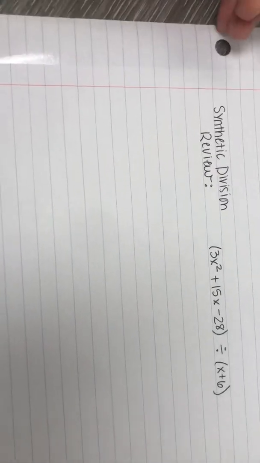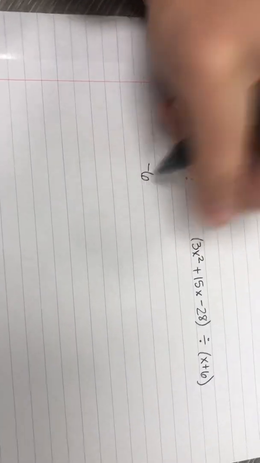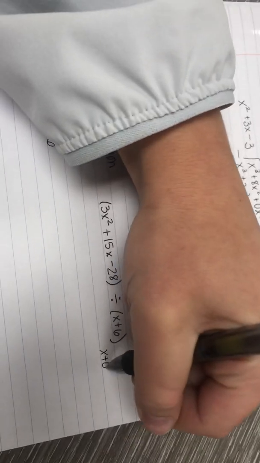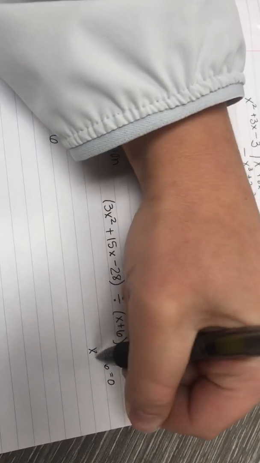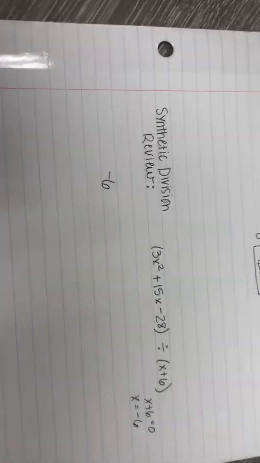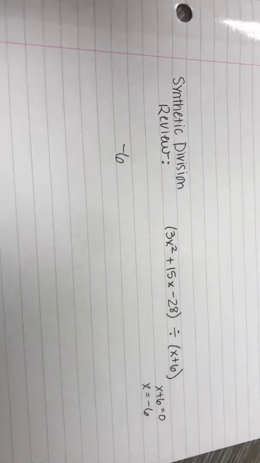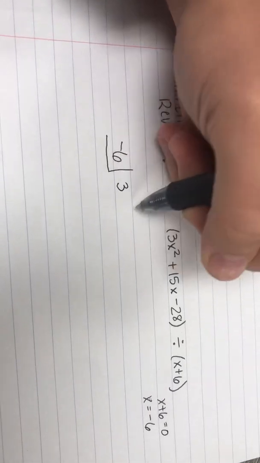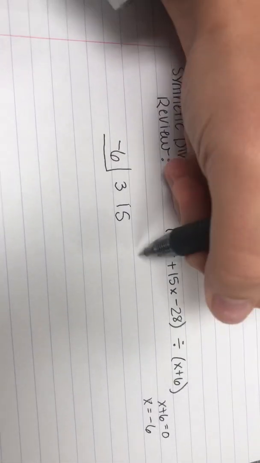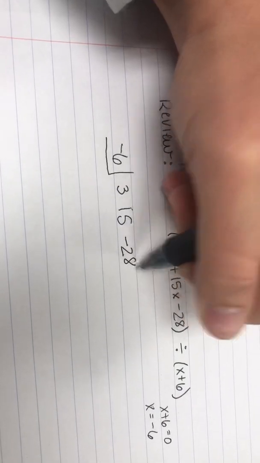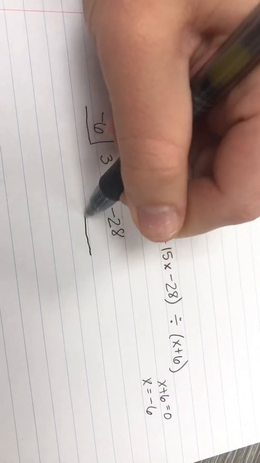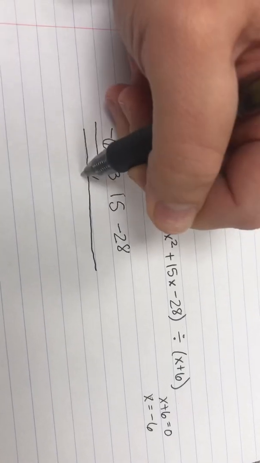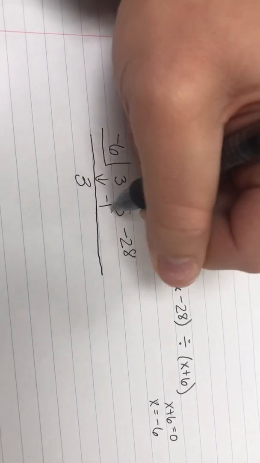Now, when I do synthetic division, I think about things a little bit differently. First things first, we have to make sure that we are using negative 6 and not positive 6. Since it is x plus 6 equals 0, our zero is negative 6. All right, so we have negative 6 here, 3, 15, and make sure that you always carry your negatives. All right, I'm going to bring down this 3 here. That gives me negative 18.